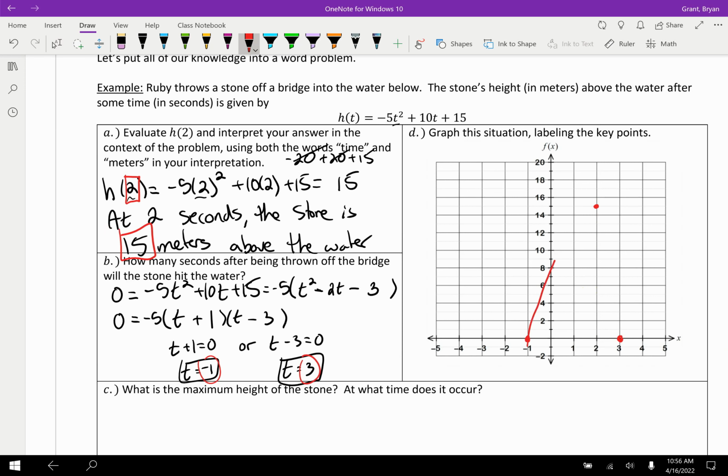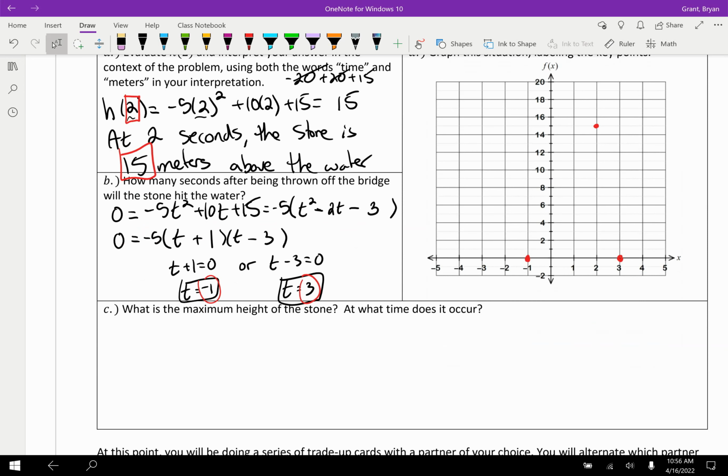Now again, this is not our parabola. We know that this point here is not the vertex, and we know it's not the vertex because it's not exactly in between our two x-intercepts. So if we're looking for the maximum height of the stone and I draw some sort of parabola like this, our vertex is going to give us the maximum height. And it's also going to tell us the time when the maximum height occurs. So this part C is just a fancy way to say, find the vertex.